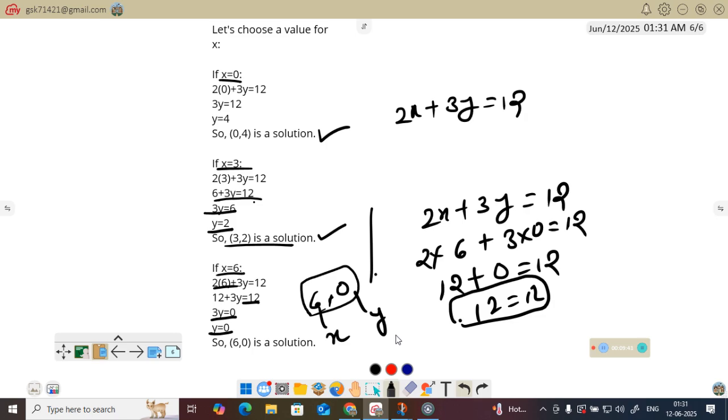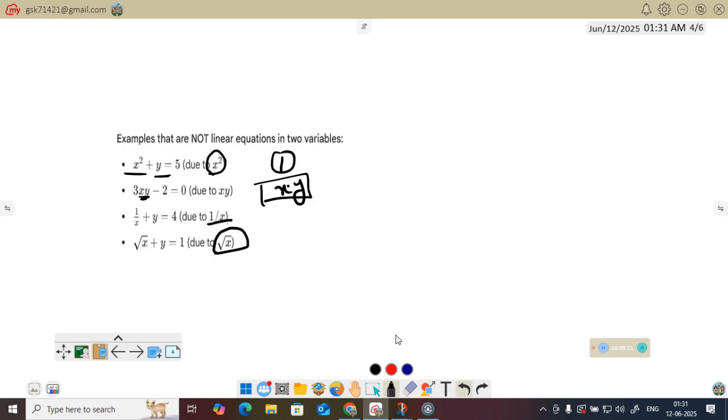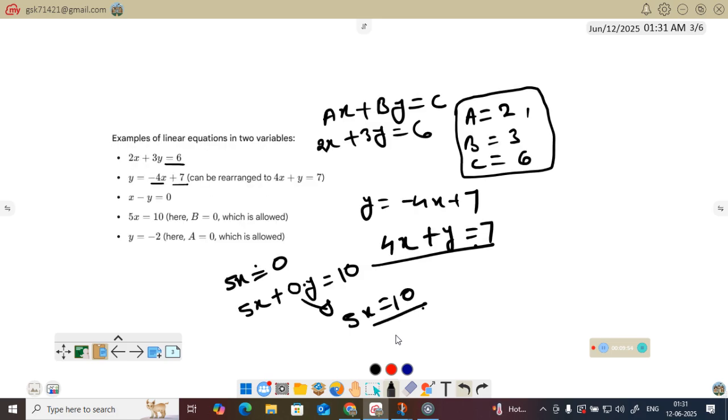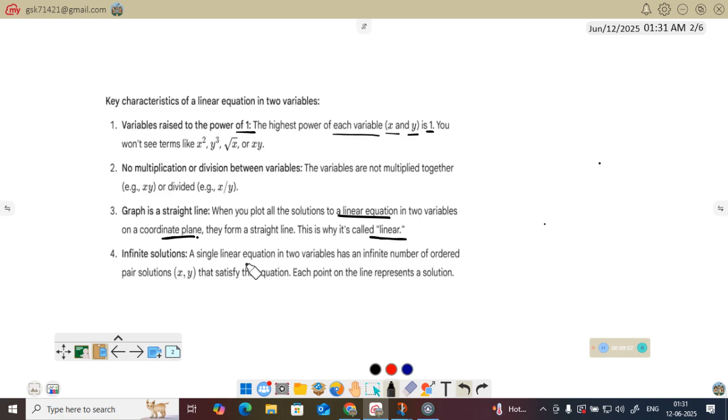So here, student, we can say a linear equation in two variables has infinitely many solutions. Actually, it is a property of a linear equation in two variables. A single linear equation in two variables has an infinite number of ordered pairs of solutions that satisfy the equation. We performed the operation, left hand side equal to right hand side, 12 equal to 12, which satisfies the equation. Each point on the line represents a solution.